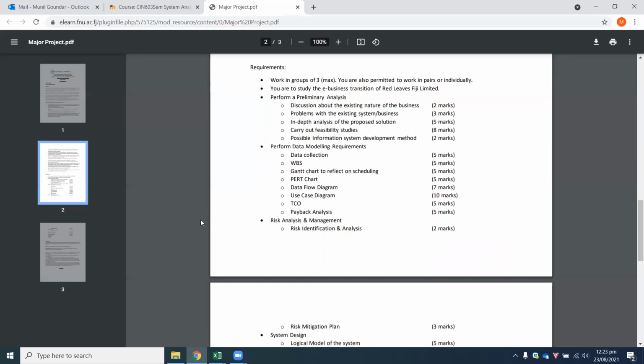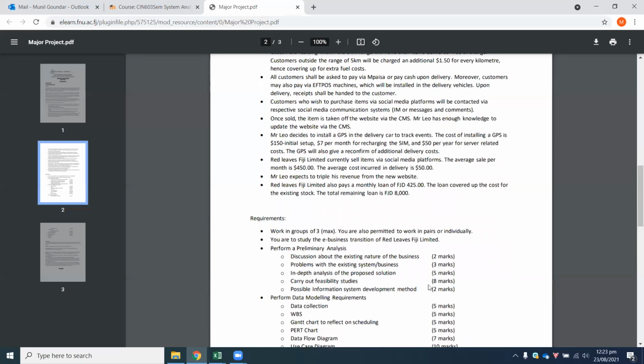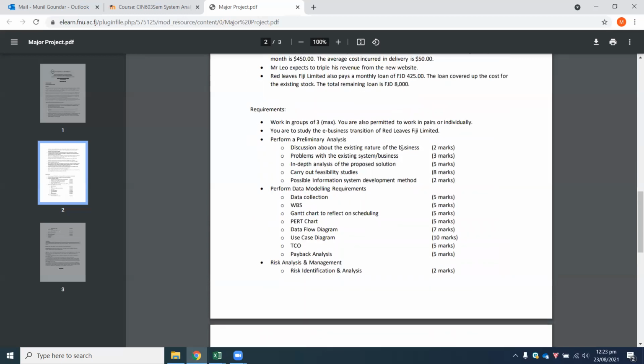Okay. 2, you are to study the e-business transition of Red Leaves Fiji Limited. That means study this carefully. And then perform a preliminary analysis. So in preliminary analysis, these are the things that you are supposed to do. Discussion about the existing nature of the business, that's 2 marks. Problems with the existing system or business, that's 3 marks. In-depth analysis of the proposed solution, 5 marks.